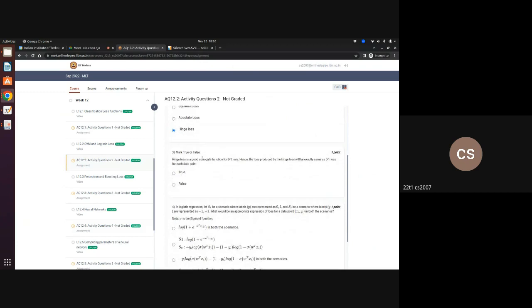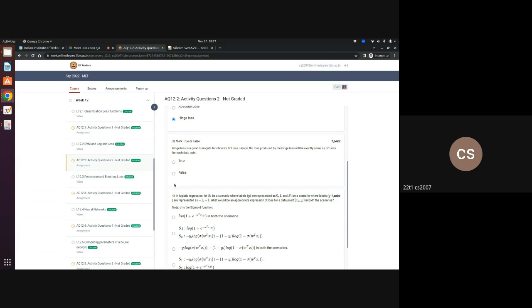Hinge loss is a good surrogate function for 0-1 loss. Hence, the loss produced by hinge loss will be exactly the same as 0-1 loss. So I just now showed you that it is not exactly the same. For some cases, it is exactly the same, but for some other cases, as I showed you, it is not exactly the same. There are a few differences. So the correct option will be false.